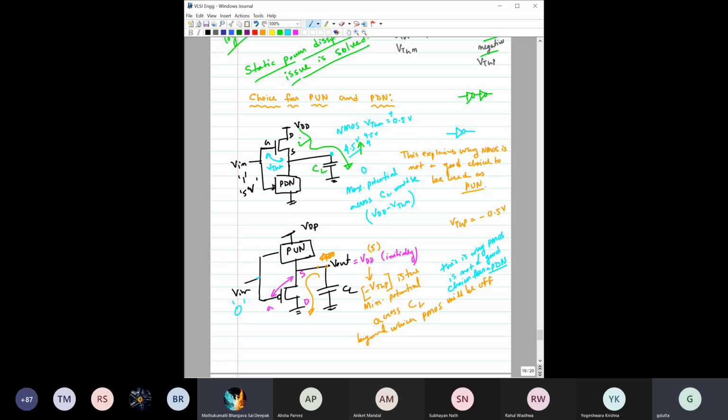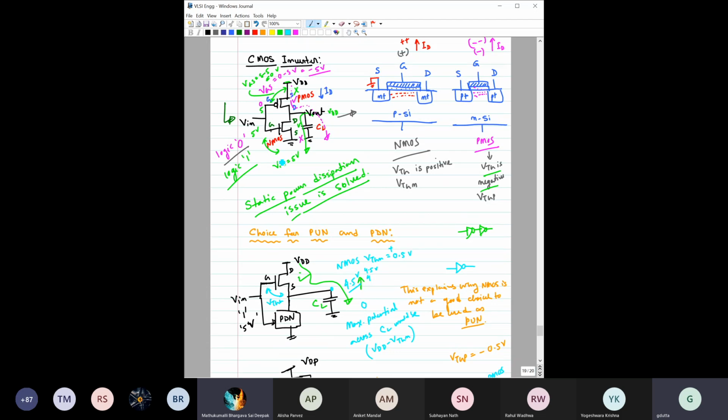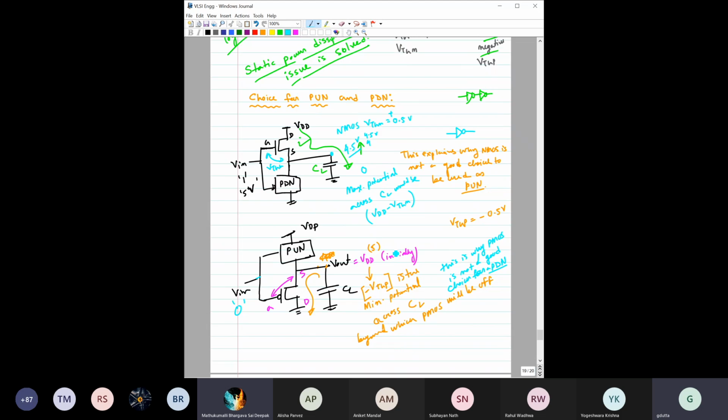The other one I am not explaining, meaning why PMOS is a good choice for pull up network, because that we have already seen, because there is no issue. So if there is no issue, then PMOS is good as a pull up network. Similarly, NMOS is good as a pull down network, because we have not seen any issue here. But this explains why pull up and pull down network we cannot interchange, right? Any doubt so far?